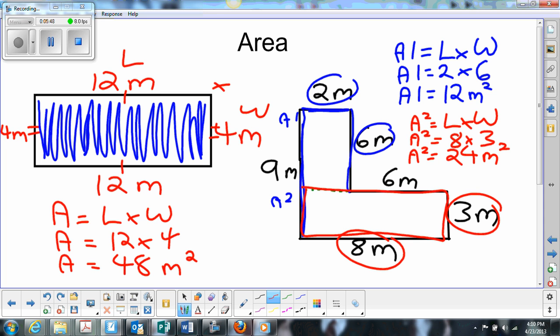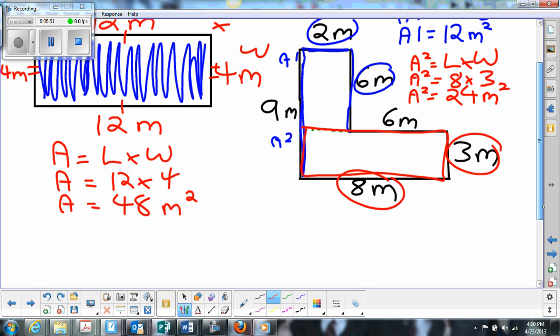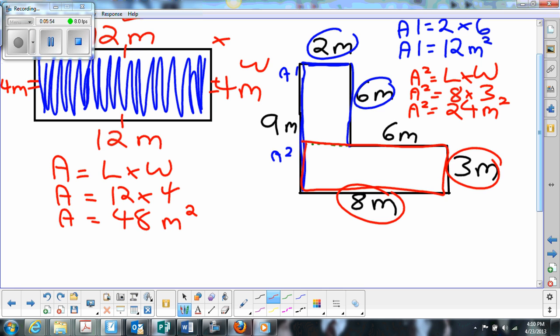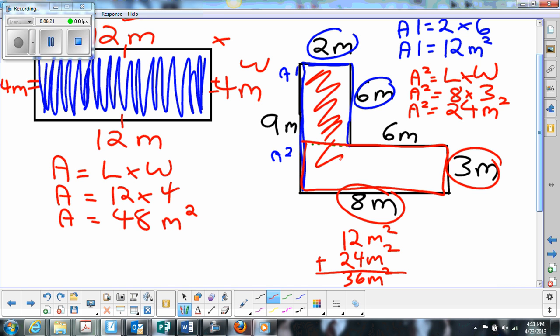So you have these 2 separate areas, but it's one shape. So you have to take the 2 areas, the final answers, and add them together. So you take 12 meters squared plus 24 meters squared and add them together, and you get 36 meters squared. The area of this irregular shape, which has 2 rectangles in it, is 36 meters squared. Again, remember, area is the inside of a shape, not the outside. The outside is the perimeter, which you learned in the previous video.